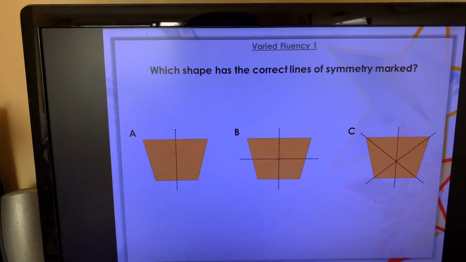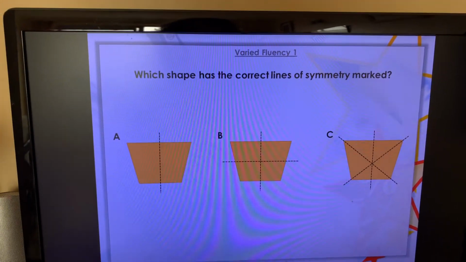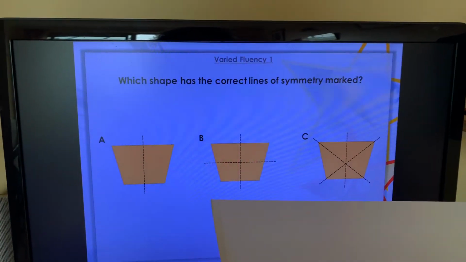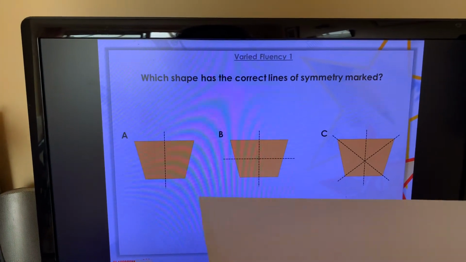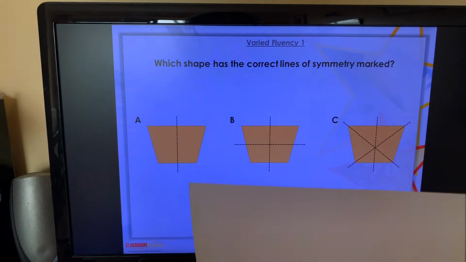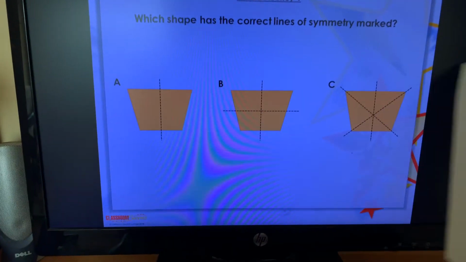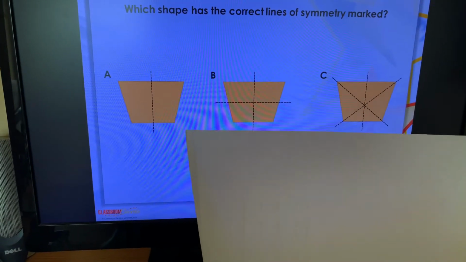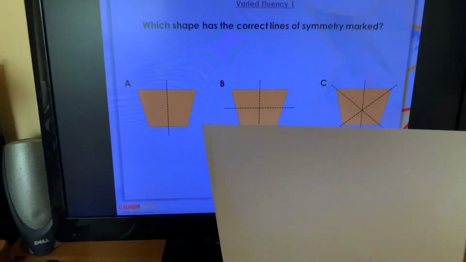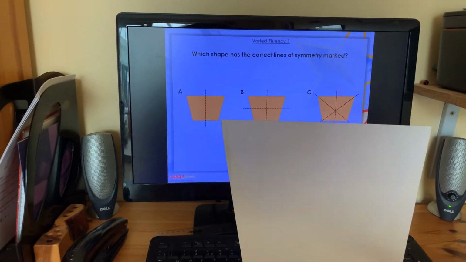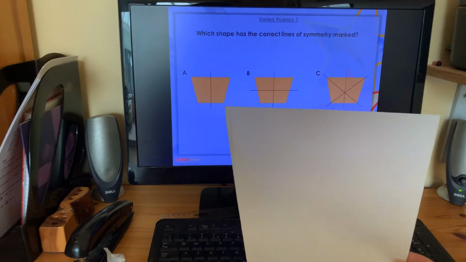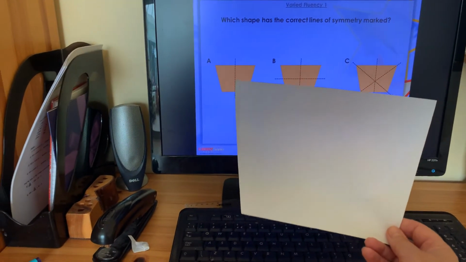Now, we have a shape, and I've actually cut one out as well. We've got to decide which of these has got drawn on it the correct lines of symmetry. Now, if you're unsure when you're doing your work, cut a piece of paper out, the same sort of shape. I have, so like this. And what you can do then is fold it over in the way that it shows here. So let's have a look.